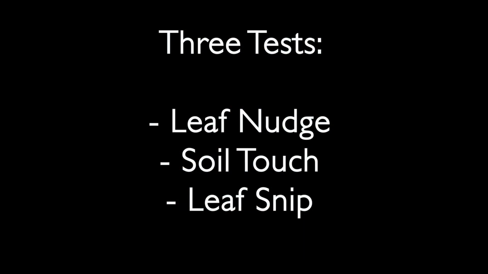These three tests help us ensure that our connections are good, our noise is minimal, the plant is healthy and responsive, and that all recording equipment is functioning as it should. We then perform these same 3 stimuli on the opposite plant, or the plant not being recorded in. We first perform a leaf nudge, then a soil touch, and finally a leaf snip.